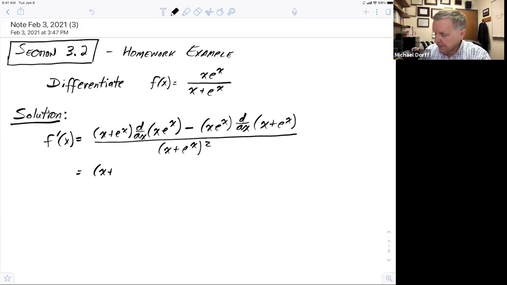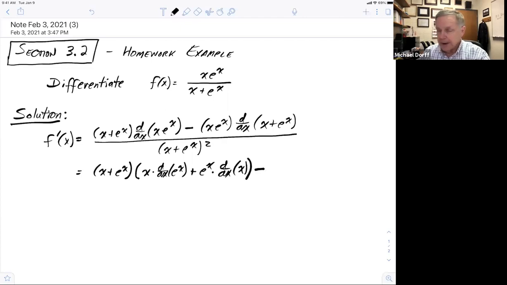In the numerator, we have x e to the x in parentheses times. Now we have to take the derivative of the quantity x times e to the x. Here we have to use the product rule because we have x times e to the x and we're taking that derivative. So the product rule says I take the first times the derivative of the second plus the second times the derivative of the first.